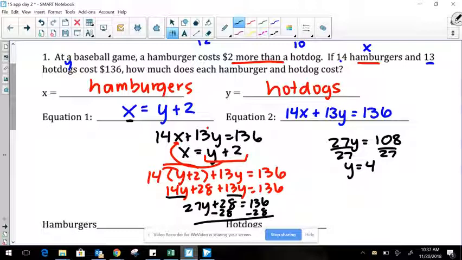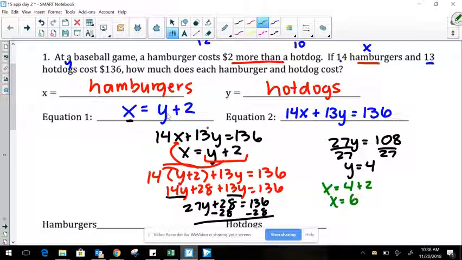Now I'm going to plug that back in to solve for X. So look at your two options for equations. We have equation 1 or equation 2. Equation 1 looks much easier to plug in. So let's do that. Okay, so $4 is what I'm plugging in for Y. So I have X is equal to 4 plus 2. So X is equal to 6.